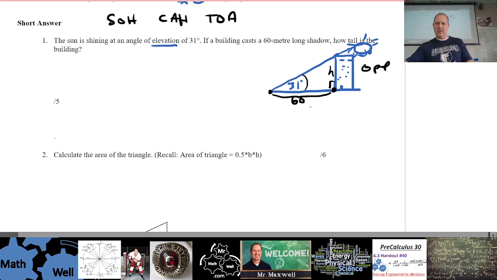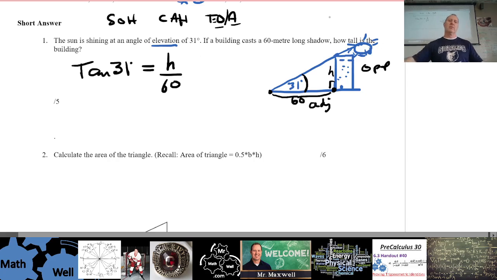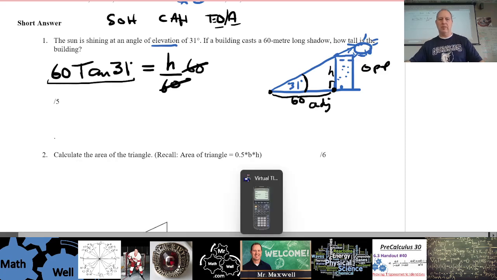Okay, this is opposite and this is adjacent. I heard TOA. That's perfect. Yes. So tan, and remember it's always tan of the angle, so tan of 31 degrees equals opposite divided by adjacent. So opposite is h, adjacent is 60. Multiply both sides by 60, and I get h should equal just this value right there.